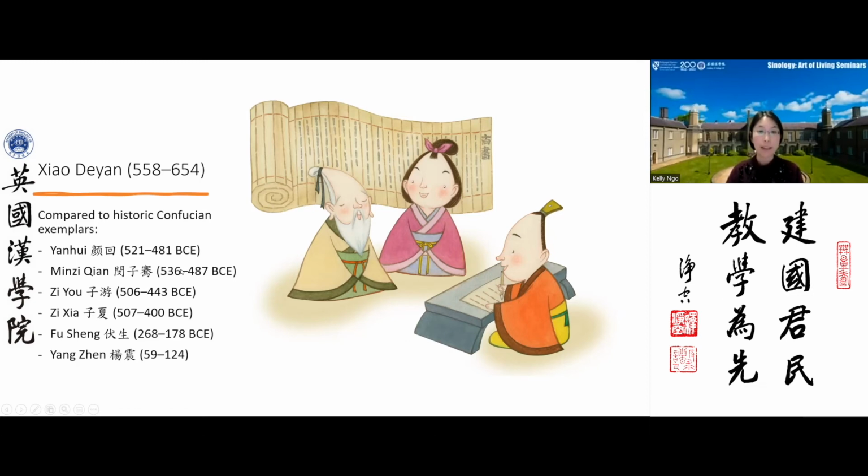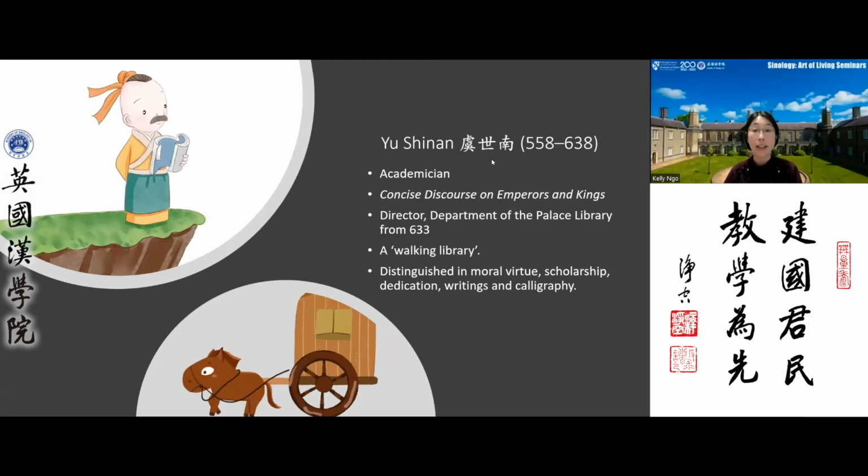So Xiao Deyan is esteemed by Taizong, mentioned in the same breath as these legendary Confucian exemplars. Now, then there is Yu Shinan, also part of the academic elite. He put together this concise discourse on emperors and kings for Emperor Taizong, helping him to learn from the historical experiences of past rulers. He actually succeeded Wei Zheng as the director of the Palace Library from the year 633. And there's an anecdote where Taizong actually describes Yu Shinan as a walking library.